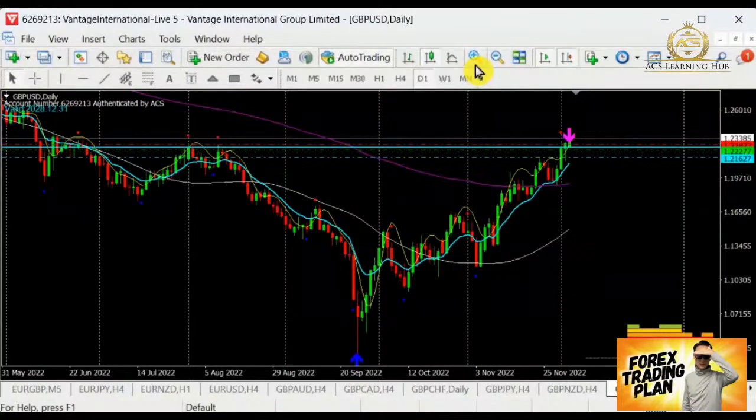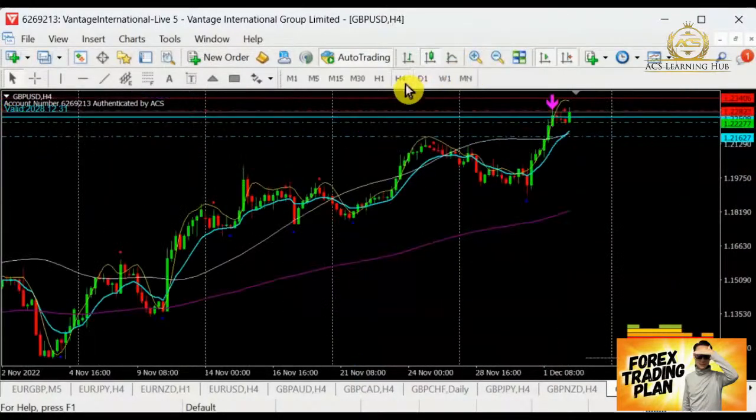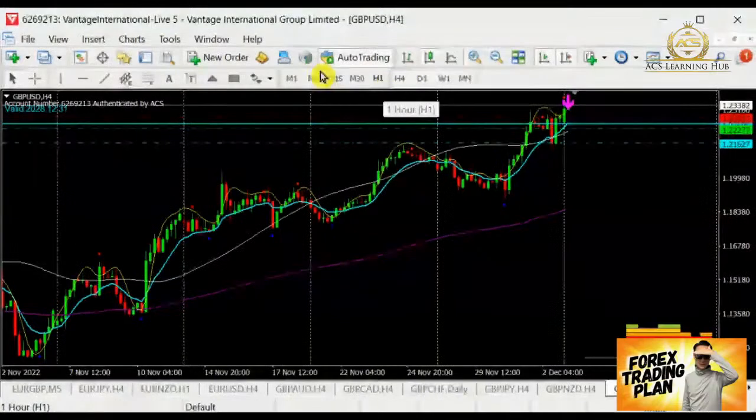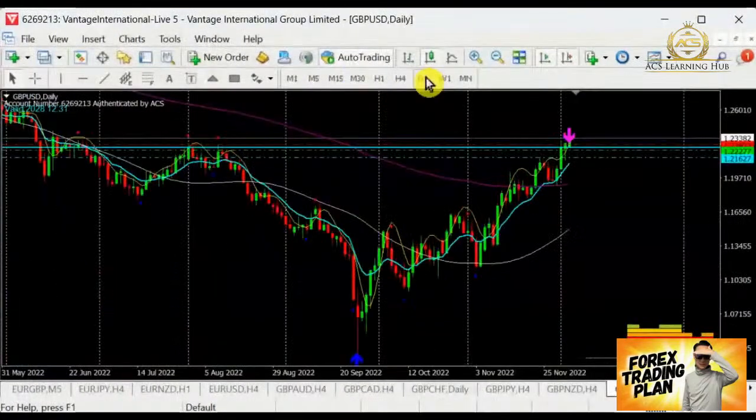Pound dollar, very straightforward. We are looking for a buy right now. The pound is actually going for a buy and still very strong. So right now buyers can take note, but for Pound dollar, sellers have to stay away.